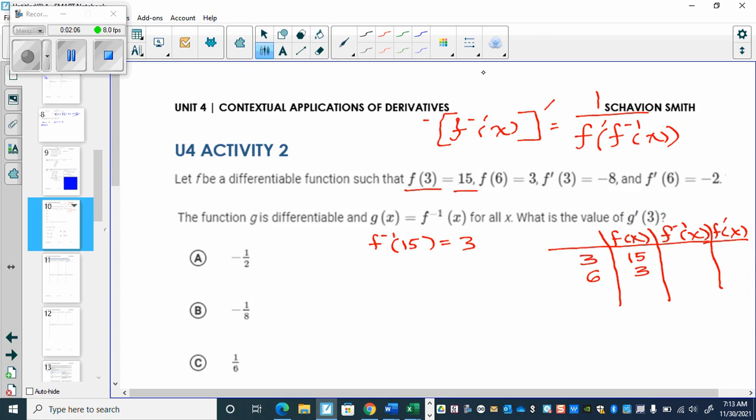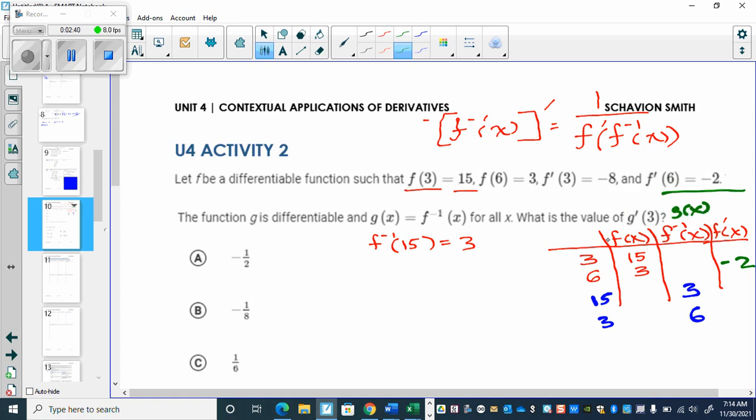Similarly, for the inverses here, for 15, I know that the inverse is 3. For 3, I know the inverse is 6. Now, for 6, f prime is going to be, it tells me right here, -2. Now, they tell me that g is equal to this inverse, so this is also g of x.